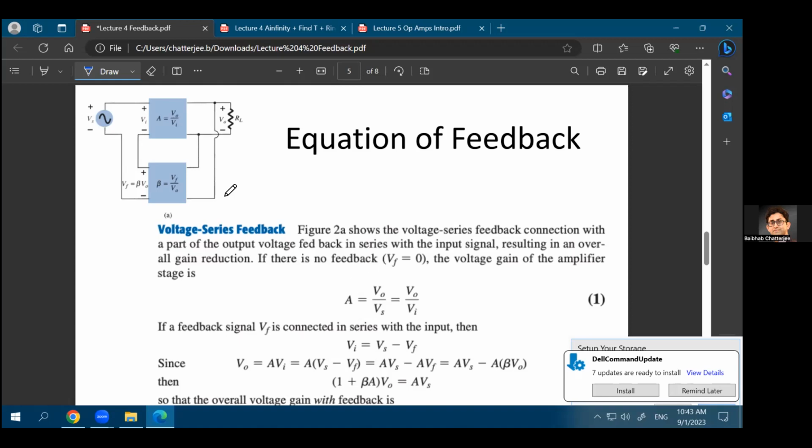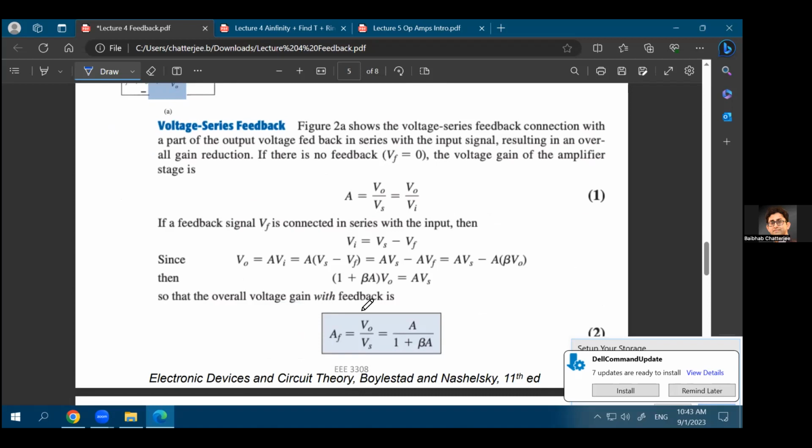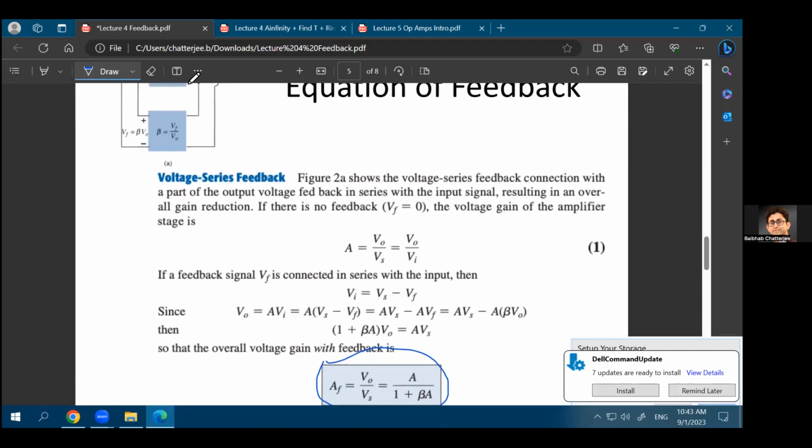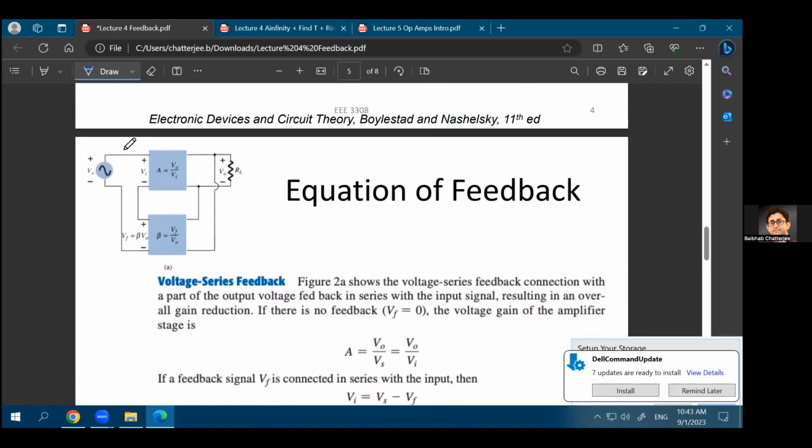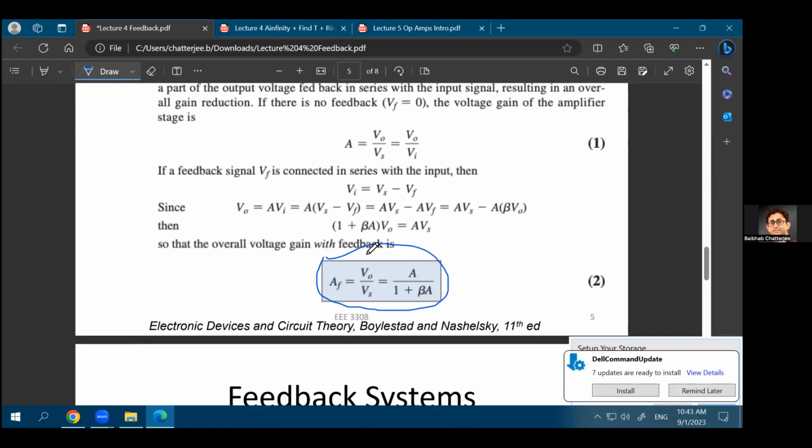And if you try to solve this using KCL and KVL, you'll eventually end up with this equation that your overall gain after feedback, so where your feed forward gain is A, and your feedback gain is beta. In this case, your overall gain in the circuit would be A divided by 1 plus A beta. So your original gain, which was equal to A, now gets divided by this 1 plus A beta factor. So your gain reduces.